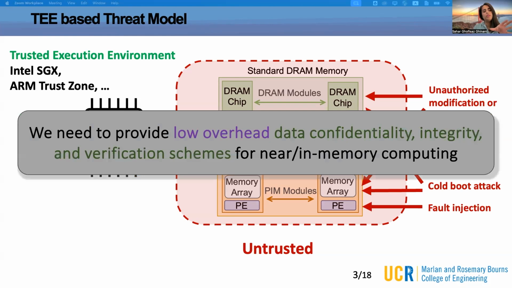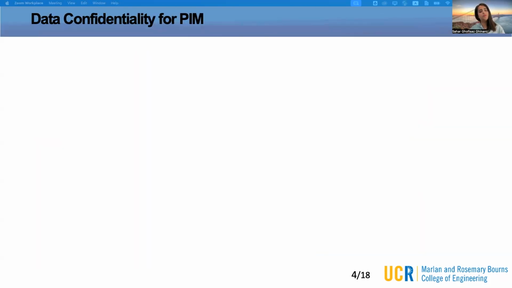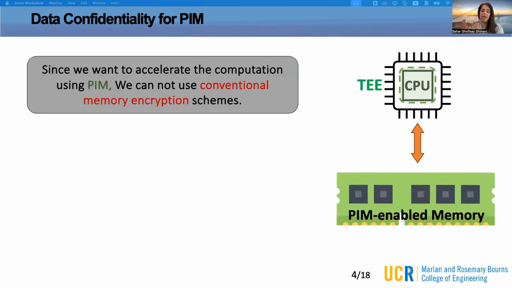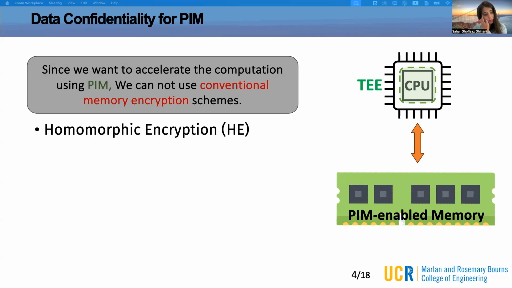So because of all these, we need to provide data confidentiality, integrity, and a verification scheme for PIMs. And this needs to be lightweight because we don't want to cancel out the benefits that we are getting from PIM. Okay, so to protect the data within PIM, we cannot use the conventional memory encryption schemes. This is because we want to perform computation over the data, and it's not just about storing the data into the memory. So one way is to employ homomorphic encryption.